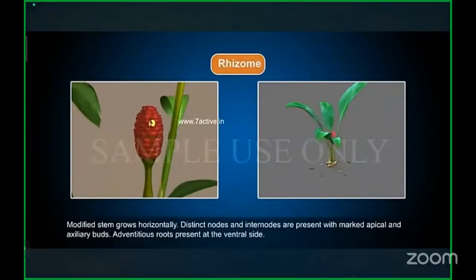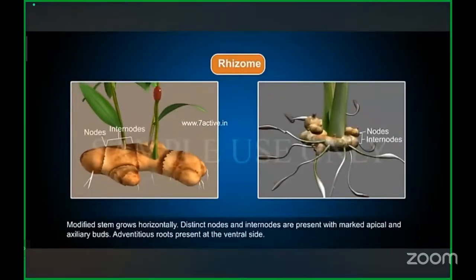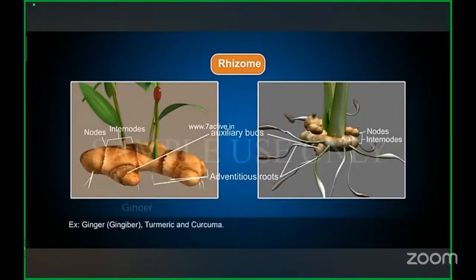Rhizome. Modified stem grows horizontally. Distinct nodes and internodes are present with marked apical and axillary buds. Adventitious roots present at the ventral side. Example: ginger, Zingiber, turmeric, Curcuma.